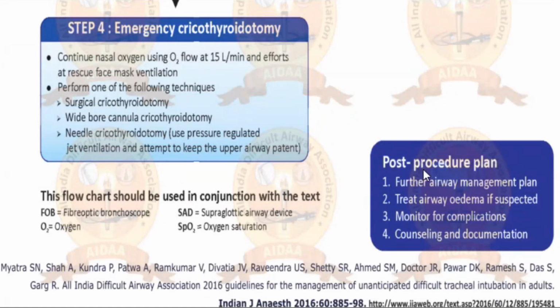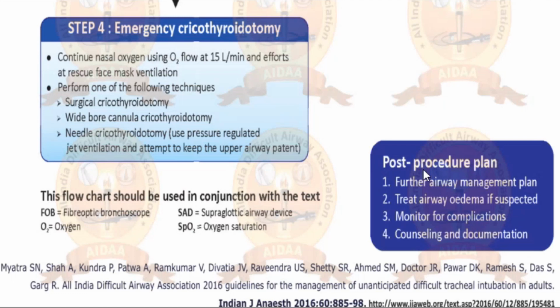Here again, continue giving nasal oxygenation and perform whatever you're comfortable with. You can do a surgical cricothyrotomy, a wide-bore cannula cricothyrotomy, or a simple needle cricothyrotomy. The only thing to remember is that if you resort to a needle cricothyrotomy, you have to ventilate through a pressure-regulated ventilation device because there's a lot of resistance that the catheter can give you. Also keep the upper airway patent to avoid breath stacking. And whatever cricothyrotomy you do, transition it to a tracheostomy as soon as you can.